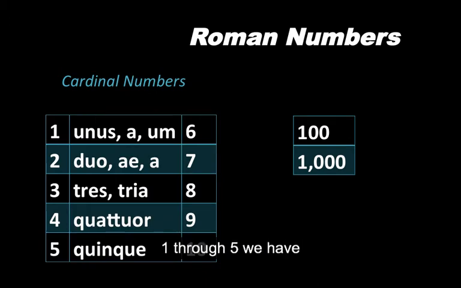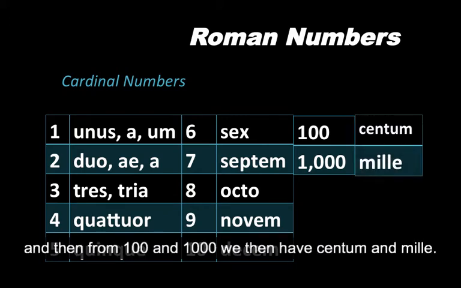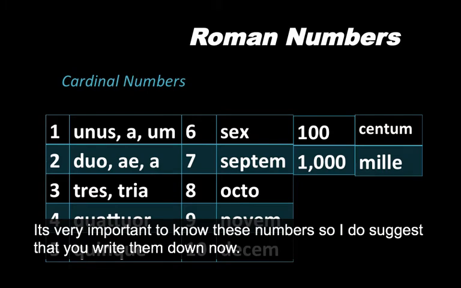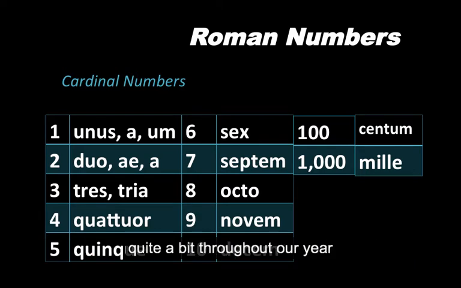1 through 5, we have unus, duo, tres, quattuor, quinque, sex, septem, octo, novem, decem. And then for 100 and 1000, we then have centum and mille. It's very important to know these numbers, so I do suggest that you write them down now. Each one of these counting numbers is going to show up quite a bit throughout our year.